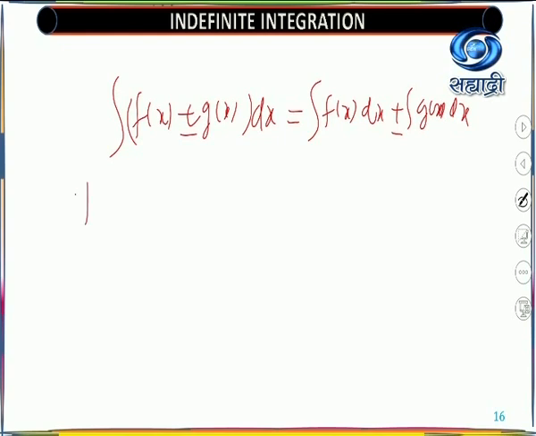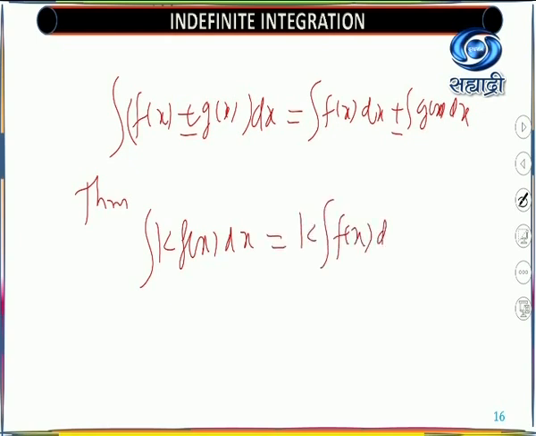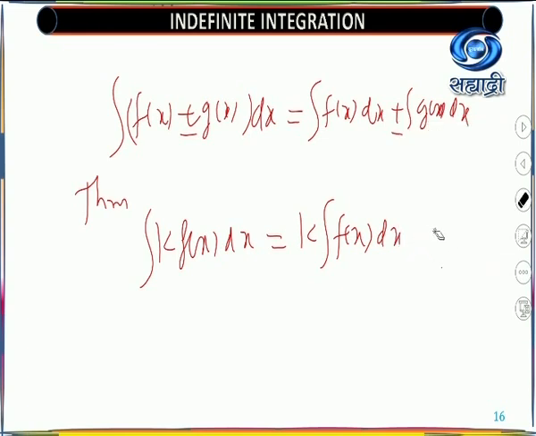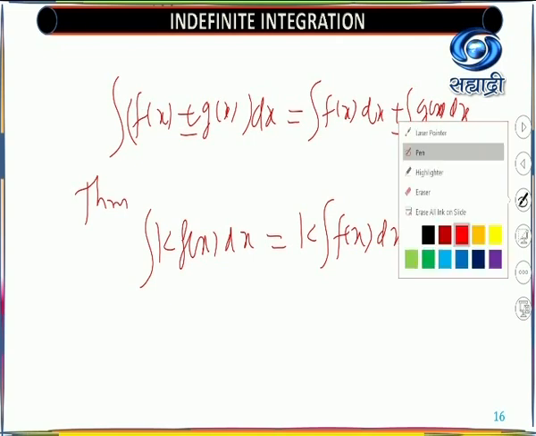Then what is our next theorem? The next theorem says that integration of k f(x) dx is equal to the constant times integration of f(x) dx, plus a constant of integration. Normally in the theorem we don't write it. So k into integration of f(x) dx. This theorem you can prove from the derivative only. So this is all about the theorems which we discussed in the last lecture and some formulas.